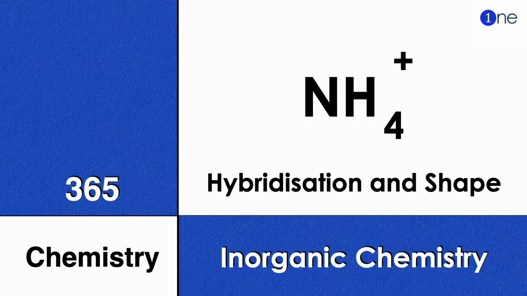Inorganic chemistry questions for you. Here you have the ammonium cation. You have to find the hybridization and shape of it.